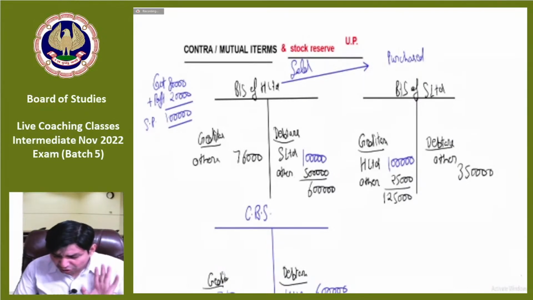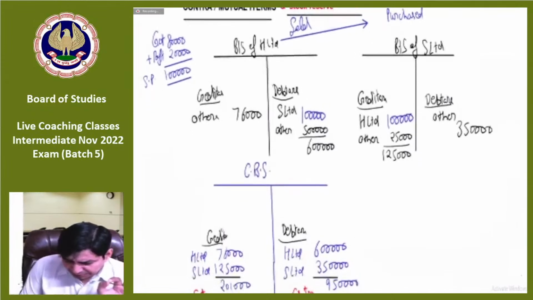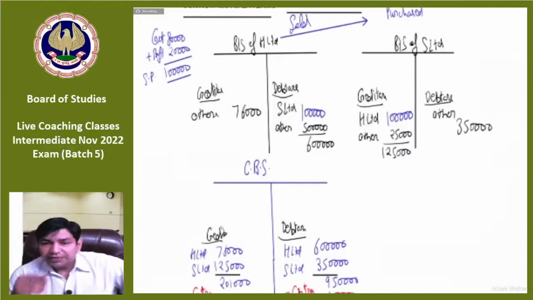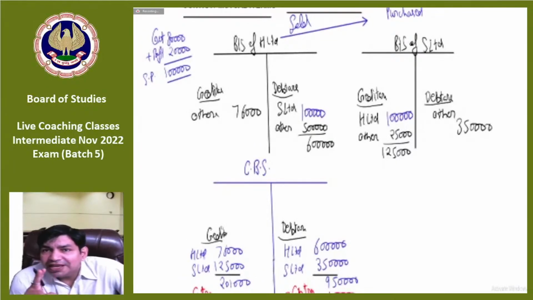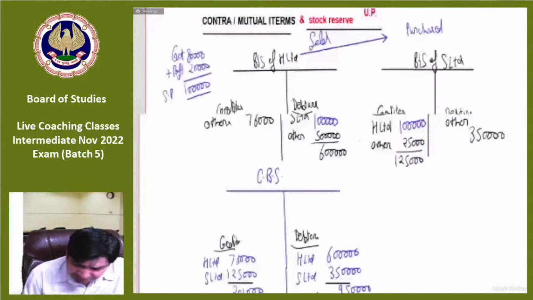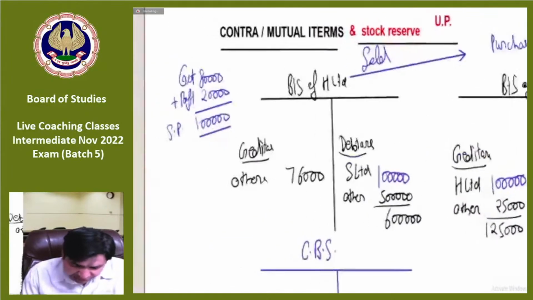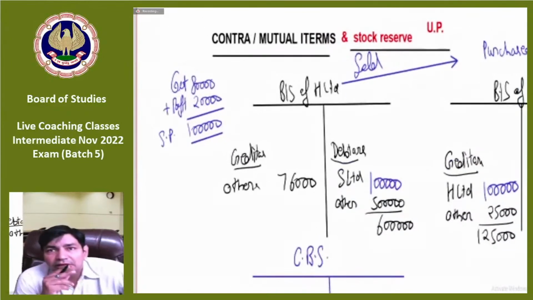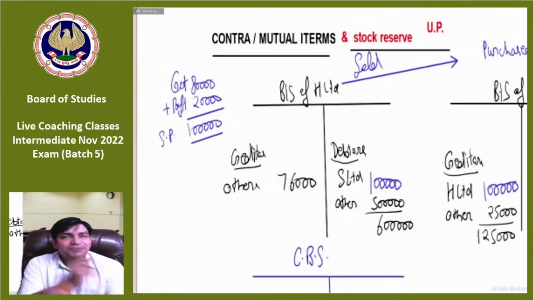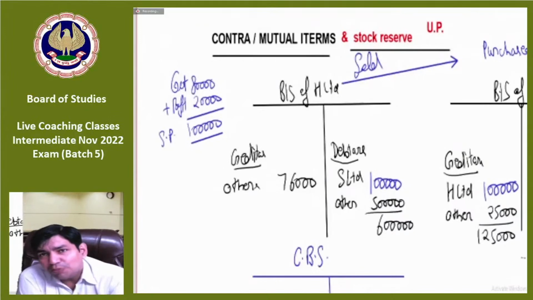See, now I am also inserting some figures in this example. In this example, the holding company sold to the subsidiary company goods costing 80,000 rupees at a sales price that is higher than cost, of course, that is rupees 1 lakh. It means the sales price in the hands of the holding company is how much? 1 lakh. And the purchase price in the case of the subsidiary company is how much?